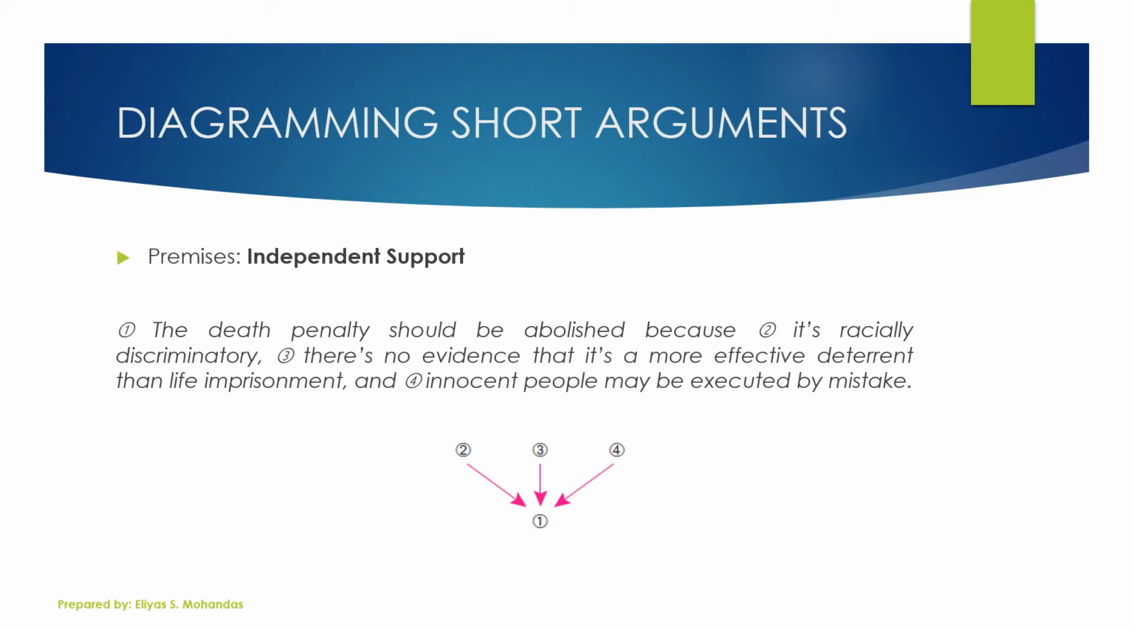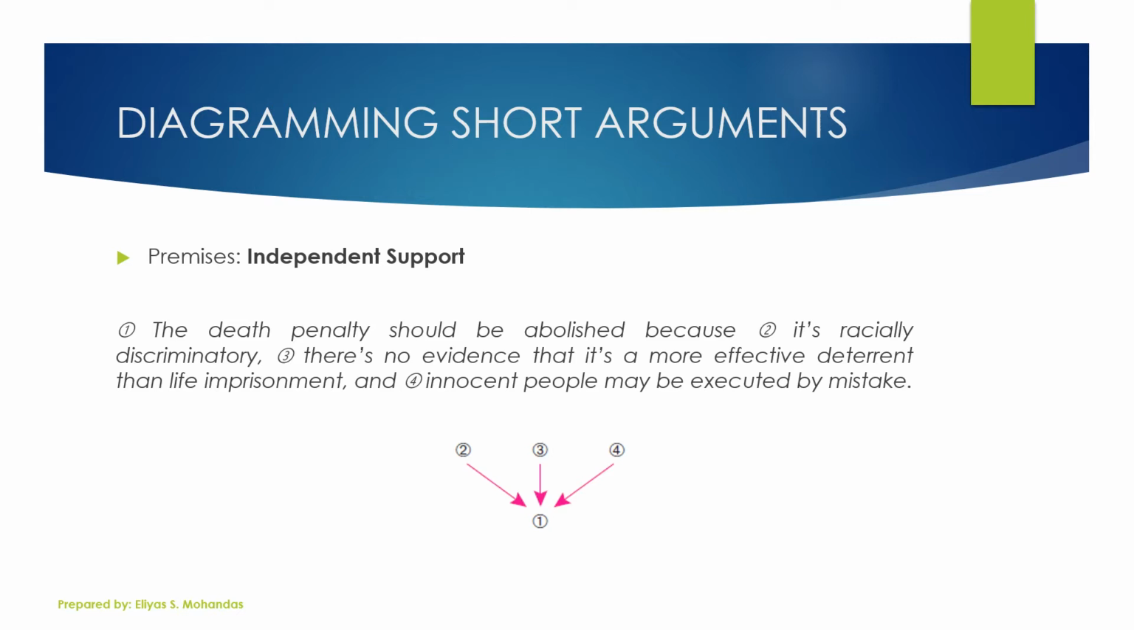So in this case, we number the statements. The first statement, which is the death penalty should be abolished, is basically your argument. That is something that you want, that you desire. So we number it number one. And number two is the second statement after the word because: it is racially discriminatory. And then of course the third one, and then of course the fourth one.